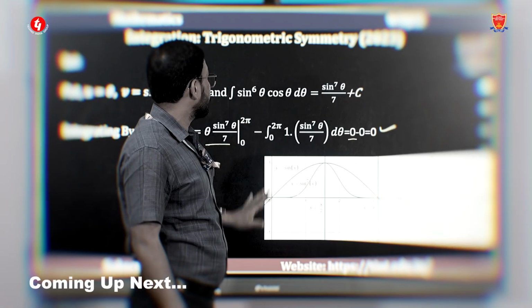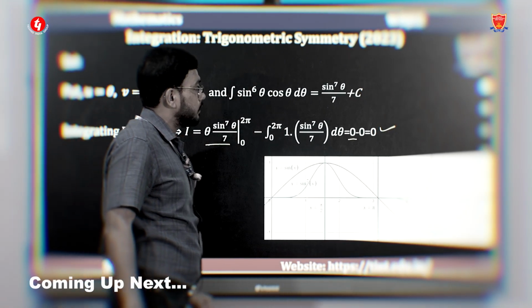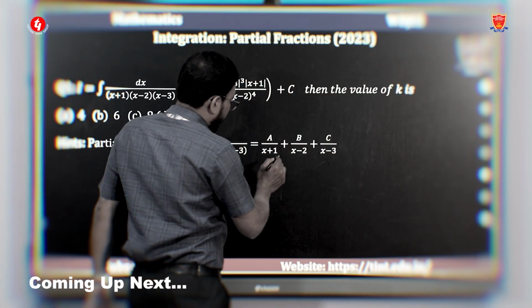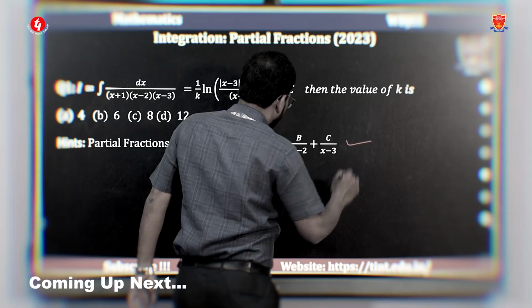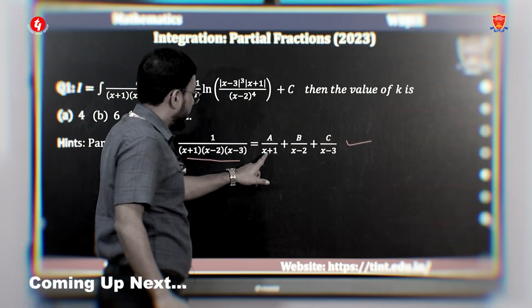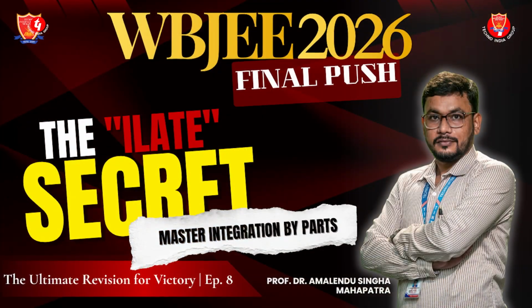Just using the concept of symmetry, you can solve several problems related to this. And you have to write down this one. Now this can be written as a constant of this, that is equal to sine twice pi, that is equal to 0. A by x plus 1, b by x minus 2, plus c by x minus 3.